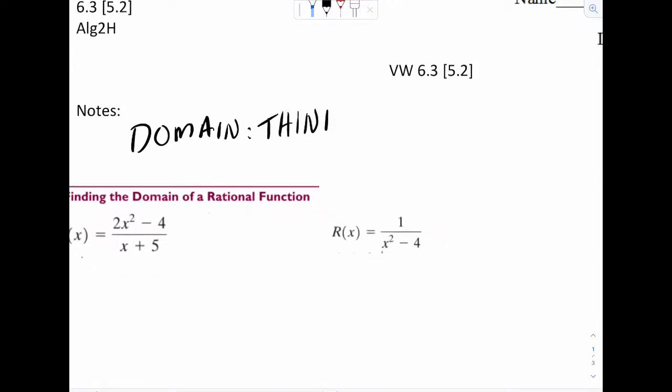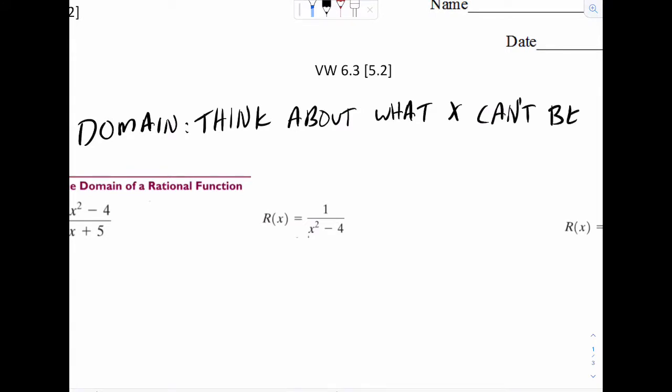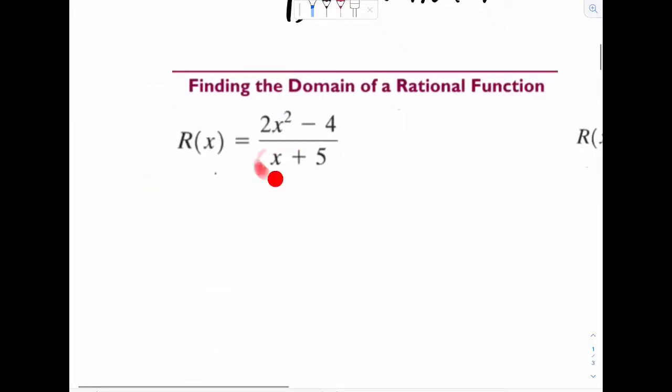Think about what x can't be. That's going to be much easier to think about than what x can be. So if I look here, focus on the bottom, and just think, what is the value that x can't be? And I can see that'd be -5 because -5 would make the bottom 0.